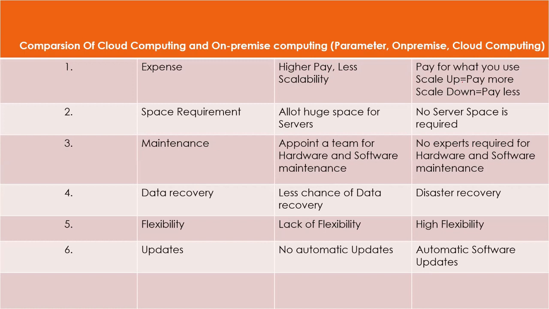So the first column here is talking about expenses, I mean parameters. The first column is serial number, the second column is parameter, the third column is on-premise computing, and the last column is cloud computing. So we have four columns here. Now the first parameter, expenses.